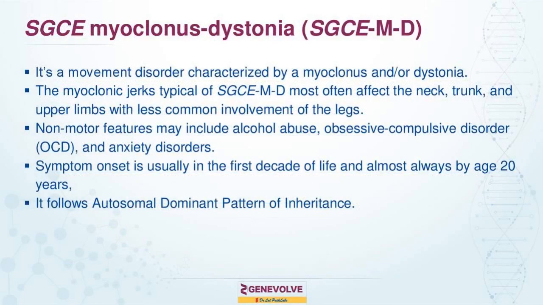SGCE-associated myoclonic dystonia is a type of movement disorder, and it is characterized by myoclonic jerks, often in the neck, trunk, and upper limbs, and dystonia. Also, non-motor features such as obsessive compulsive disorders and anxiety disorders are observed. As mentioned, it follows an autosomal dominant pattern of inheritance, meaning there is a 50% chance that it can be passed from one generation to the other. However, the tendency to show variable presentation is always there.